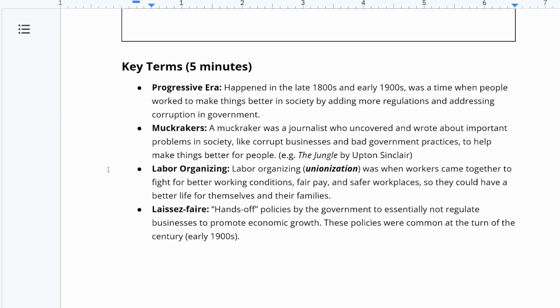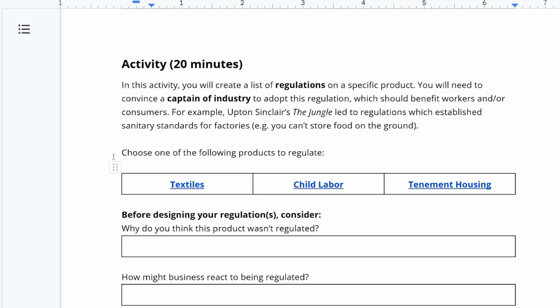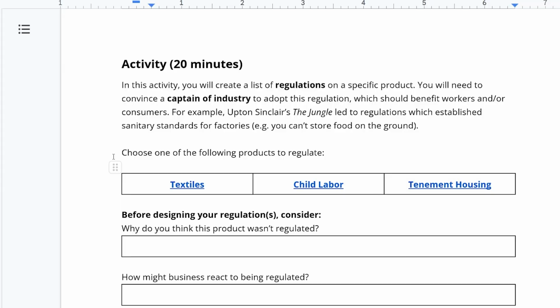I did some key terms, and then here is the entire activity. My ed tech tool is a stretch, so we'll see how this works out. I barely had time to test it, so it might not even work. The idea that I had, very similar to you, is that we would create a list of regulations on a specific product, but I did it in time period. So it's not in the modern era. They are regulating something that actually happened to convince a captain of industry to adopt that regulation.